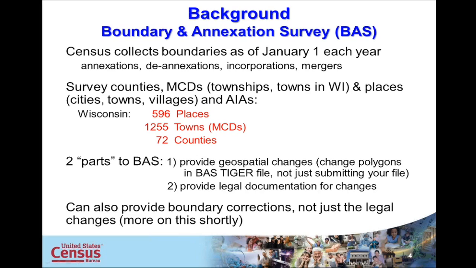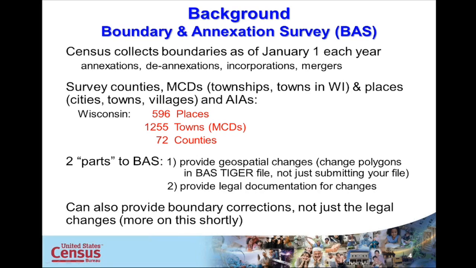So, more background on the Boundary and Annexation Survey if you're not familiar with it. The Census Bureau collects boundaries as of January 1st each year, and what we're looking for are annexations, de-annexations, incorporations, and mergers. We collect those boundaries for data tabulation, not just for the decennial census every 10 years and, of course, redistricting, but every year we're putting out American Community Survey data all the way down to the block group level. We produce data for the economic censuses, the population estimates.